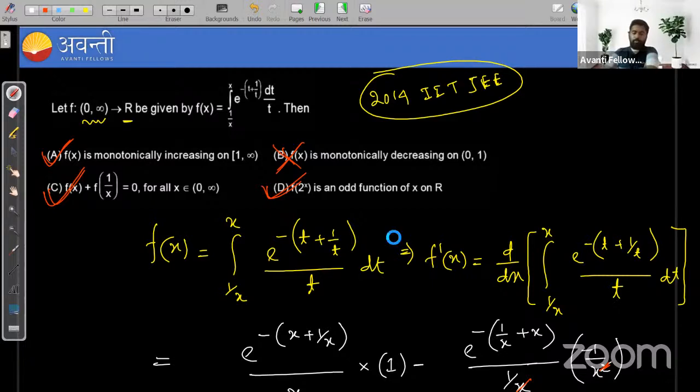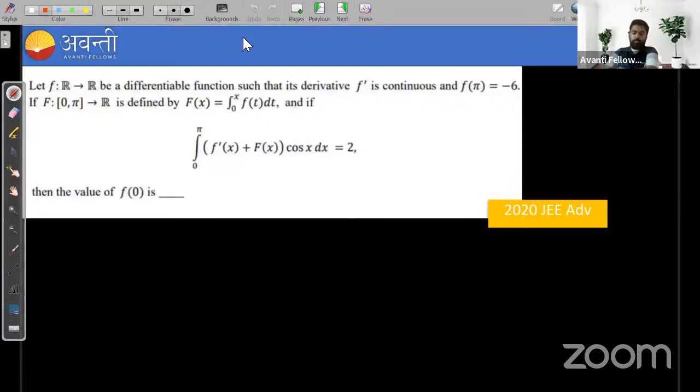Okay. In this question, it is asking to find something. It is given that f is a function mapping from R to R, a differentiable function such that its derivative f dash is continuous. So f is a function mapping from R to R, and f dash is continuous, and it is given that f of pi is minus 6.